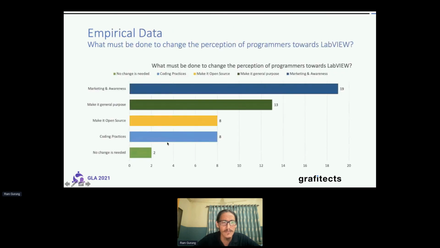These are a common theme that is empirical. And finally, what must be done to change the perception of programmers. So now we're doing all these events and everything just to ensure that there's awareness in the industry, and they are going to adopt the programming principles, as well as the high way of writing programming code. So most of the people believe that the marketing and awareness is necessary.